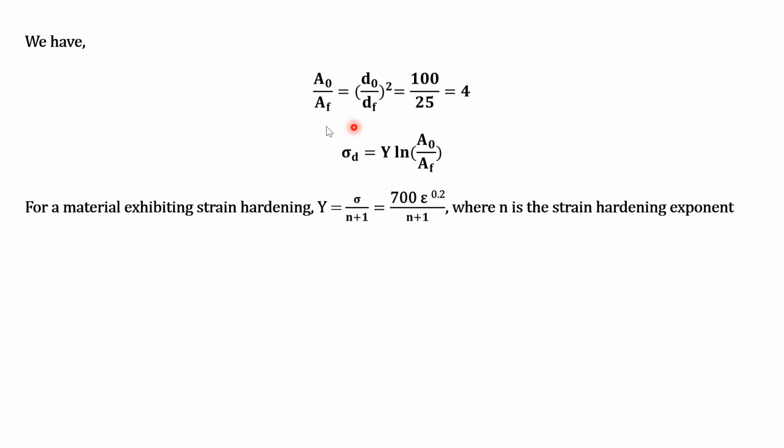So, this is the equation that you use in case of drawing stress or questions that are related to drawing. So in the question, there will be a relation like this given to us. How do we know this particular material is exhibiting strain hardening? Because of this exponent. We have seen that sigma is equal to k epsilon power n for materials exhibiting strain hardening. Hence, we have to take Y as sigma by n plus 1, where n is the strain hardening exponent. So this is the equation. Can you substitute in the equation and let me know the answer?